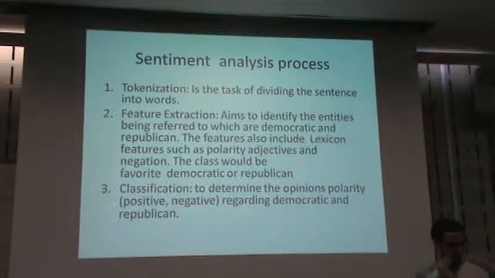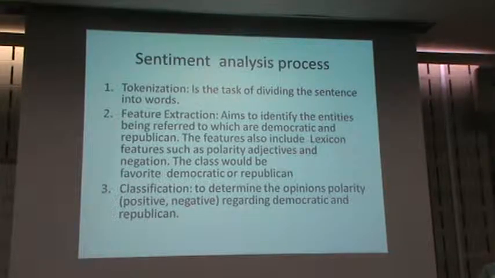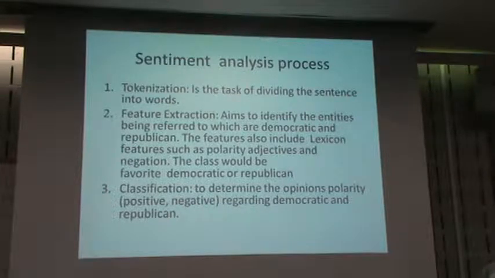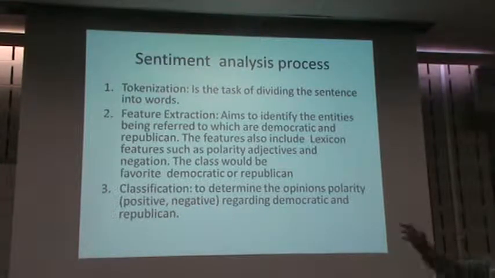The second one is to try to extract features from the tweet. For example, if somebody talks about the Democratic Party in a good way, we can assume or predict that this user will vote for, or will at least have a preference for, this party. And the third one is to classify the tweet into positive or negative tweets. Because if we know that this user favors the Republican, we can predict that this user will vote for the Republican, and the other way around.